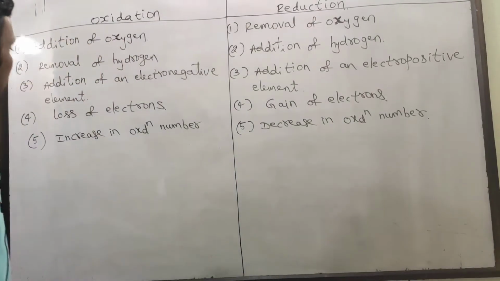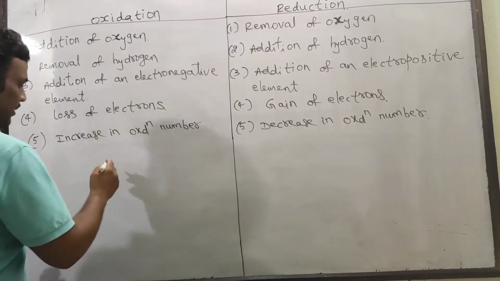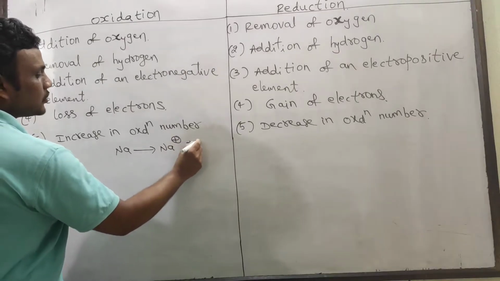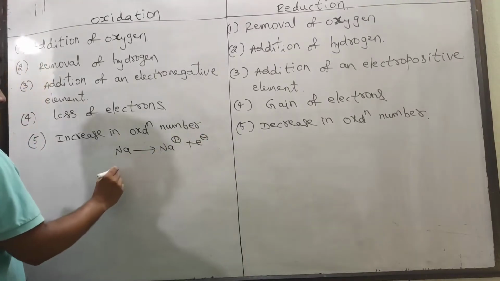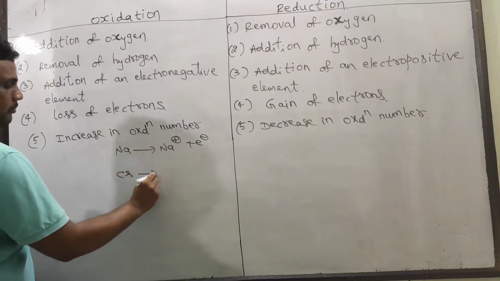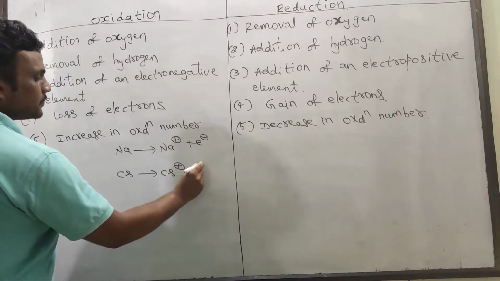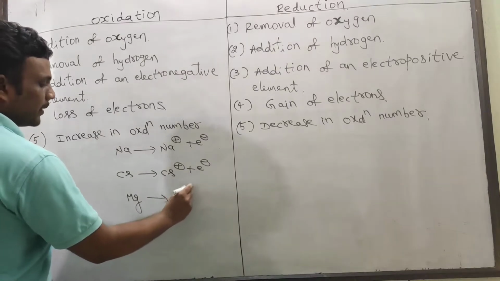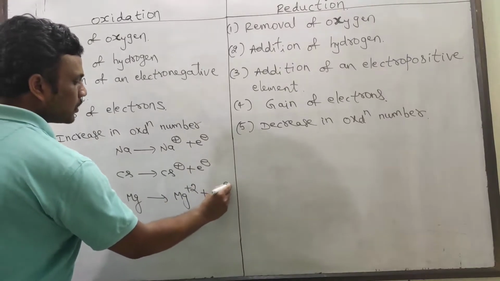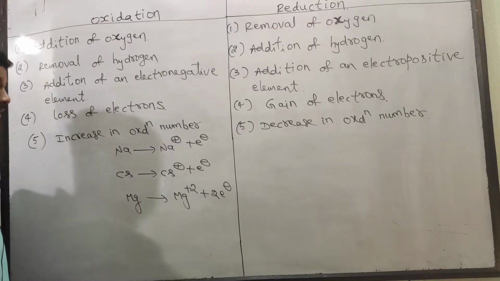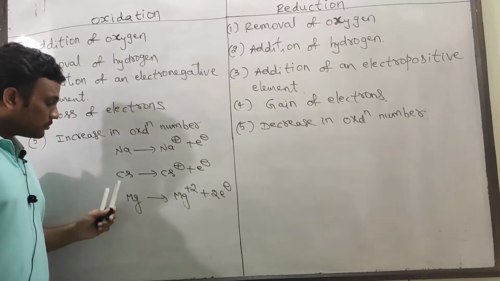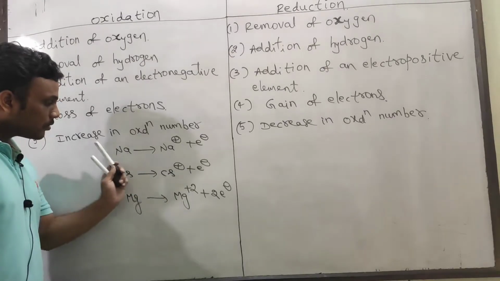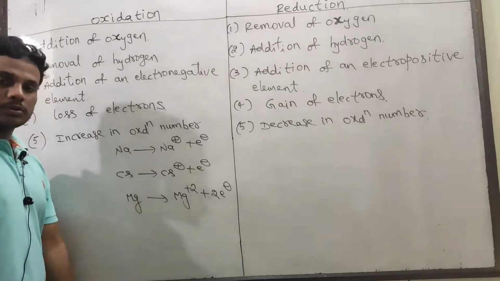Next, let's see loss of electrons. Metals tend to lose electrons, we know very well. It means metals tend to undergo oxidation easily, like sodium, cesium, plus electron. Magnesium, being a second group element, loses 2 electrons. So loss of electrons: who has lost electrons? Sodium, cesium, magnesium. So sodium undergoes oxidation, cesium undergoes oxidation, magnesium undergoes oxidation.